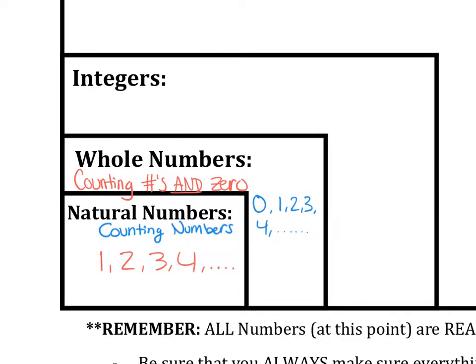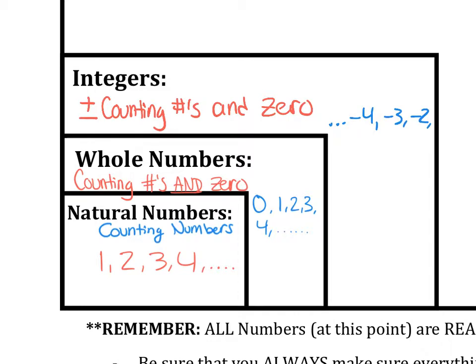So now we've been dealing with our positive numbers and 0. So now integers is where we add in the negatives of those. So we now have positive and negative counting numbers and 0. So we have -4, -3, -2, -1, 0, 1, 2, 3, 4, etc. So any positive or negative counting numbers.